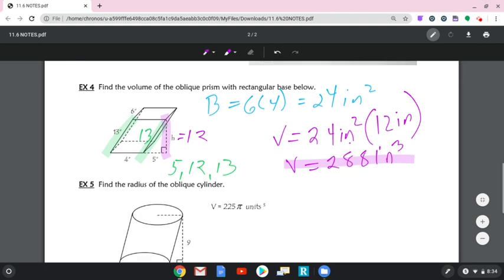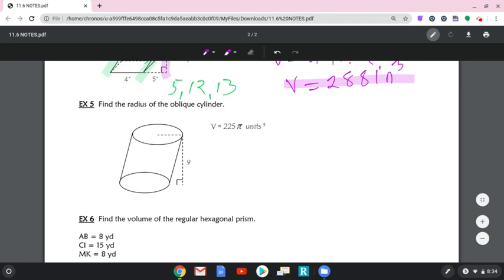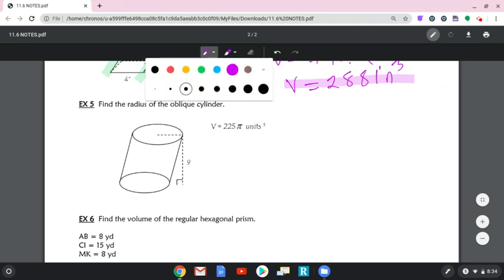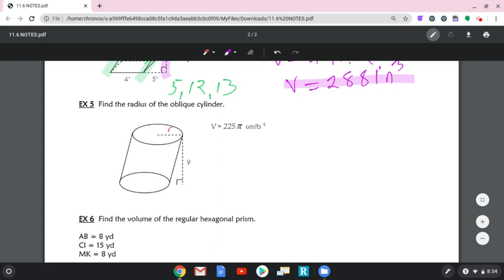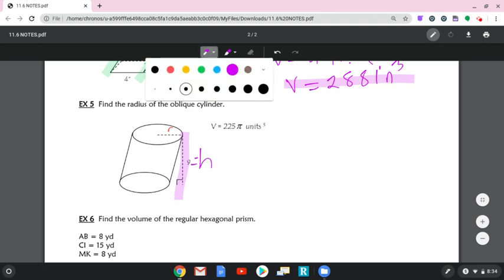All right, guys, let's take a look at example 5. Now, the same thing applies with an oblique cylinder, but I gave you something different in this case. I told you the volume and I asked you to find the radius. So you're looking for the radius, but I can find that if I know the height, which I do. There's my height. So if I know my height and my volume, I can find everything else.